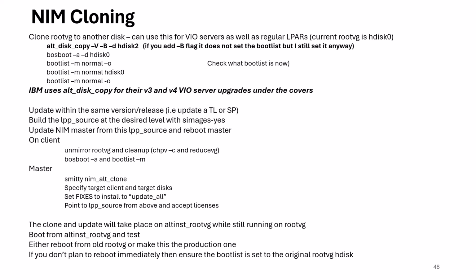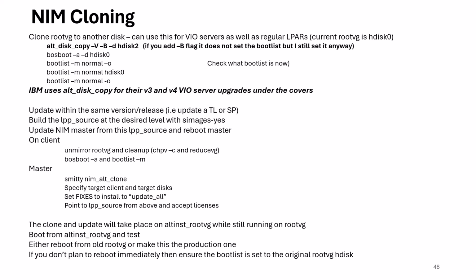If you look at the command that I've got here, alt_disk_copy -V -B -d: the -V puts it in verbose mode. The -B says do not change the boot list. Otherwise, by default, it will change the boot list to the disk that you copy to. And then the -d is specifying the specific hdisk that you want to use.